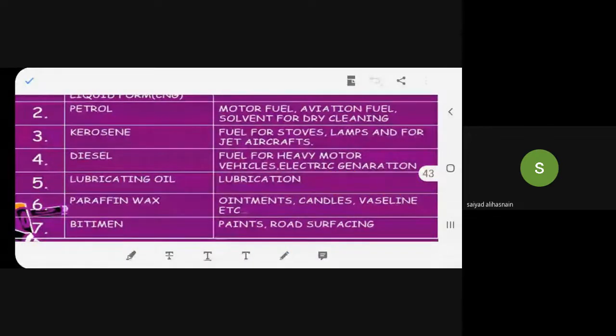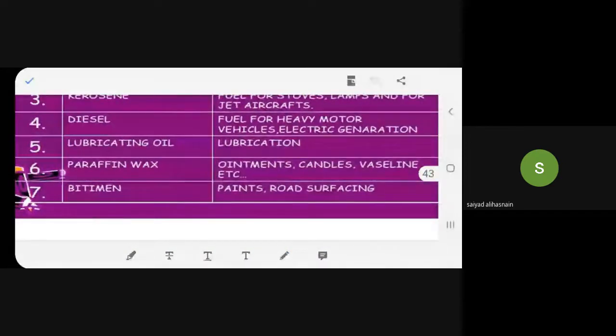Then we come to paraffin wax. What is this paraffin wax, by the way? We are using it in candles. You know candles? And also paraffin wax we are using as the base for the ointment. What is ointment? Cream. So paraffin wax is used as the base for cream and Vaseline. You know Vaseline? You get the Vaseline cream which you apply during the winter. Paraffin wax is used in there also.